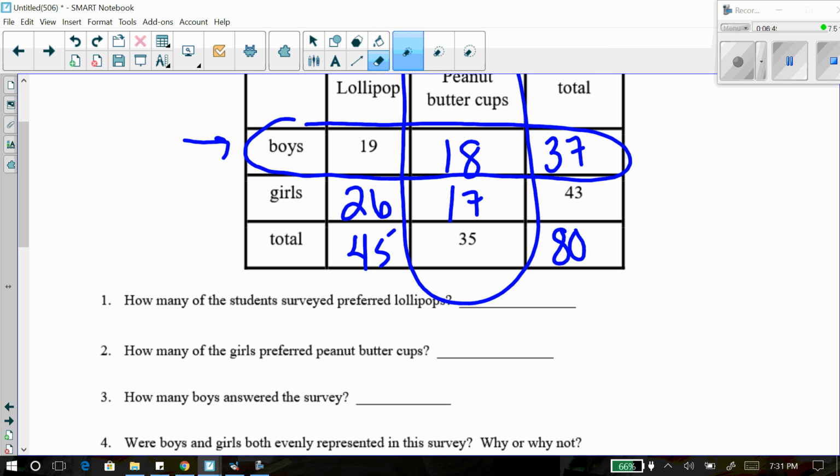Let's answer the questions now. It says, how many students preferred lollipops? If I go to my lollipop category, I see 45 kids like lollipops. So you put a 45 there.